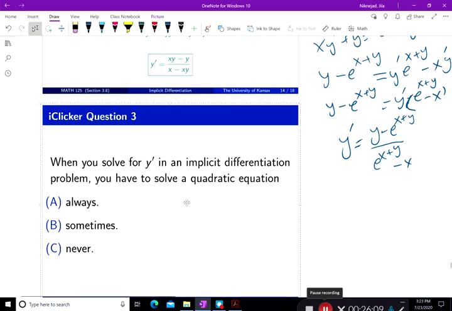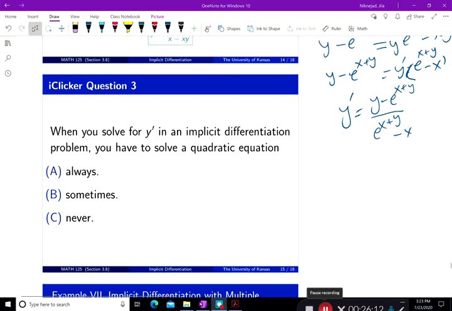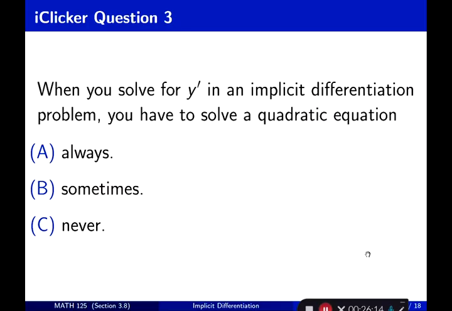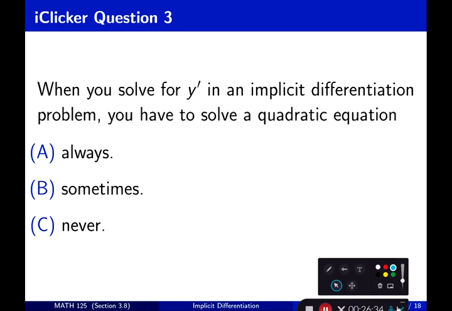So let's do iClicker question 3. iClicker question 3, when you solve for y prime in an implicit differentiation problem, you have to solve a quadratic equation. A, always. B, sometimes. C, never. And the answer is never.